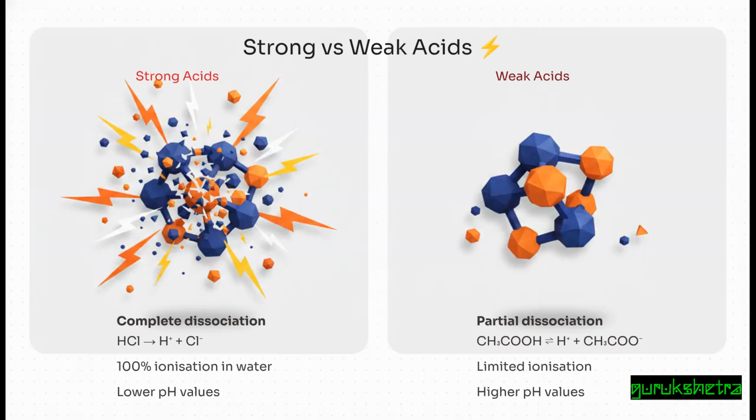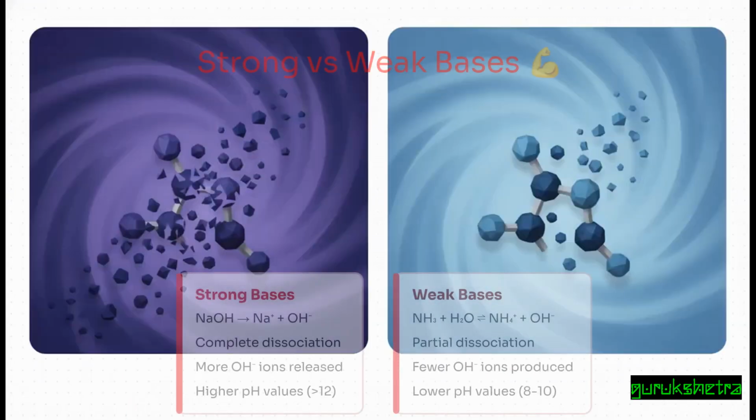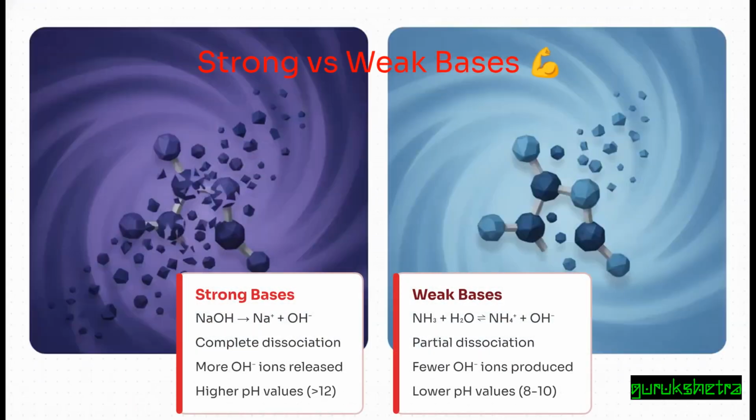But for weak acids, like acetic acid, you know that as vinegar, it only undergoes partial dissociation. It doesn't fully break apart, so it releases a limited number of ions, meaning it sits at a much higher, safer pH value. And you know what? That exact same logic applies perfectly to our bases too. A strong base, like sodium hydroxide, undergoes complete dissociation. It releases an absolute flood of OH- ions, pushing the pH to extreme highs, well above 12. On the other hand, a weak base, like ammonia, only undergoes partial dissociation.